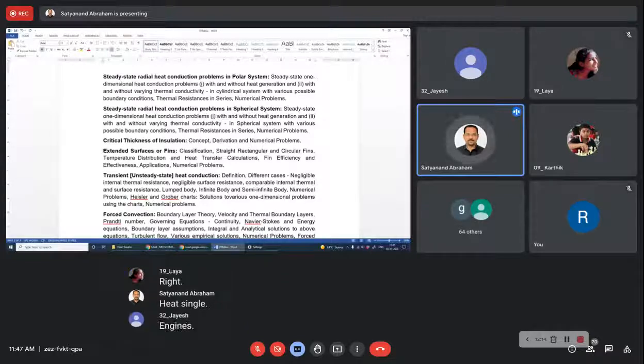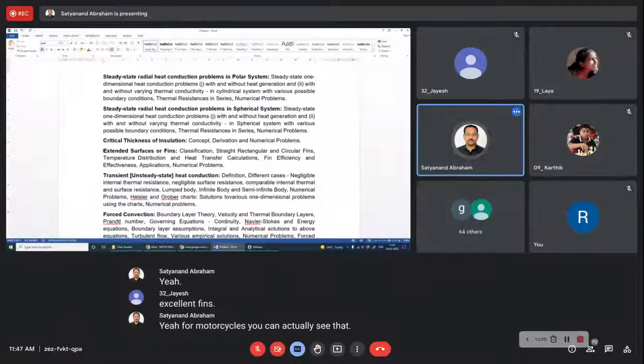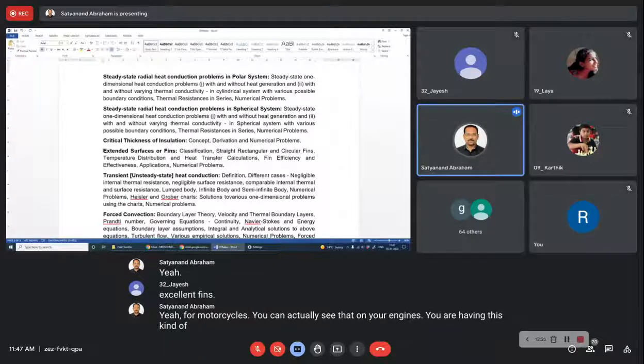Engines, yeah, very good. Even a refrigerator has external fins. For motorcycles, you can actually see on your engines these sharp edges and all. So these are actually the fins.